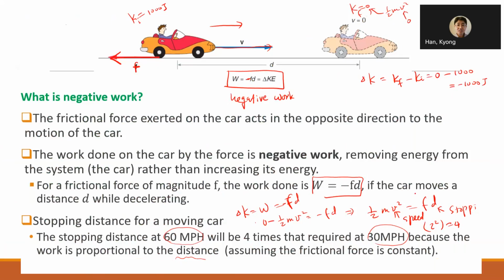Even if you find some object there that people are hitting, you have to stop. But the stopping distance, if you run maybe 30 miles per hour, maybe you can get maybe 2 meters. But if you run 60 miles per hour, it'll be 4 times increase, that is 8 meters. Yeah, stopping distance.